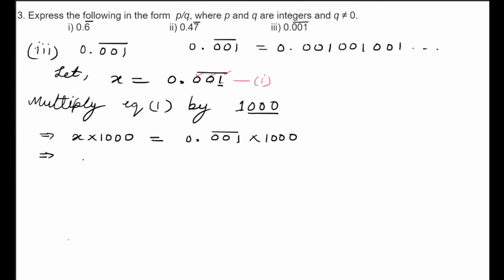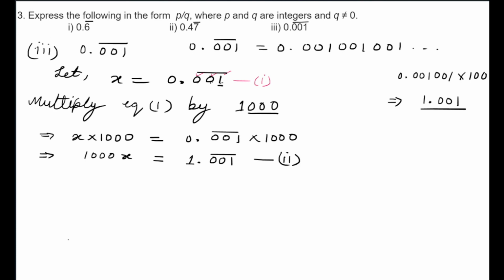Okay. Now you get here 1000x, and here you get how much on multiplying? You're going to get here 1.001 bar because this term is actually repeating. So it is 0.001001. Let us stop here for now and multiply this by 1000. So when you multiply this whole term by 1000, how much do you get? You get here 1.001, right? Okay.